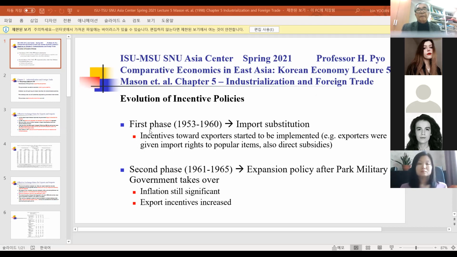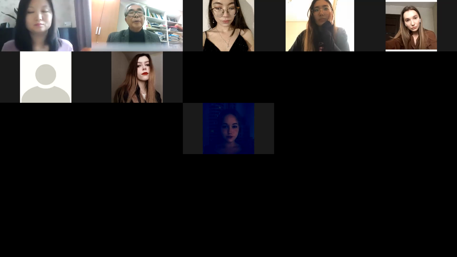As I mentioned, the first phase was based on import substitution. Incentives toward exporters started to be implemented. Exporters were given import rights to popular items, also direct subsidies. So as a case study, I will let you understand, for example, import substitution.